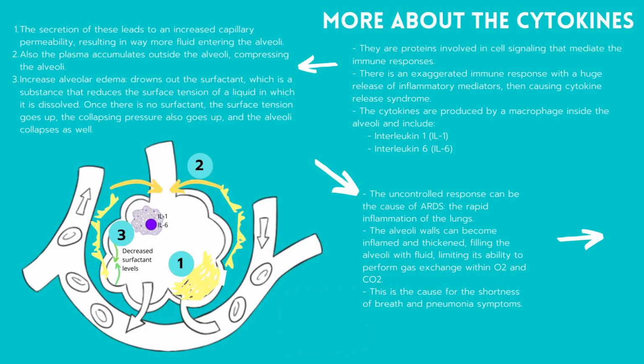Increased alveolar edema drowns out the surfactant, which is a substance that reduces the surface tension of a liquid in which it is dissolved. Once there is no surfactant, the surface tension goes up, then collapsing pressure also goes up and the alveoli collapse as well.